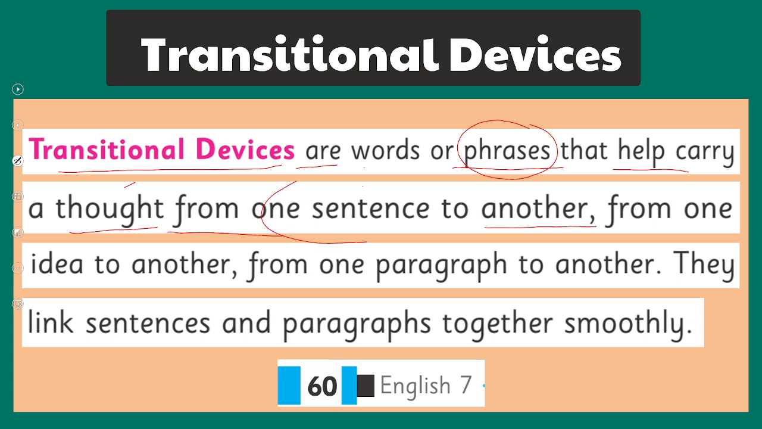So they help you glide and move smoothly from one thought to the other thought, so that these two are very much linked together. So one sentence, in order to link it with another one, you need transitional devices or transitional words. You can also move from one idea to another idea, from one paragraph to another. So to show uniformity and coherence, we use transitional devices. They can link our sentences, paragraphs, and even the whole text. They link sentences and paragraphs together smoothly.